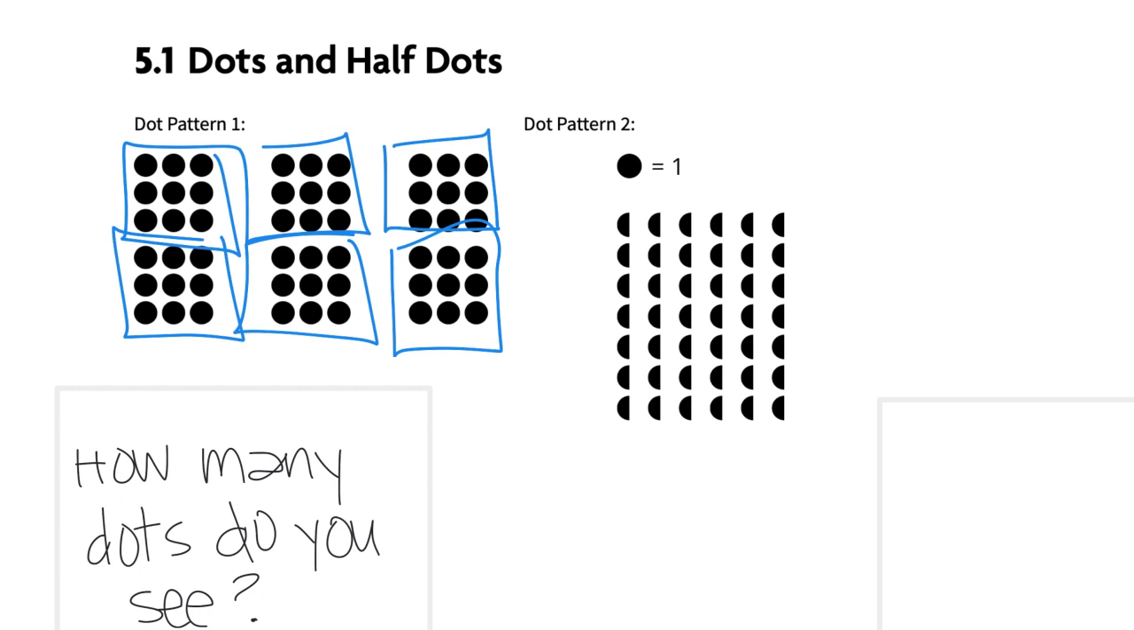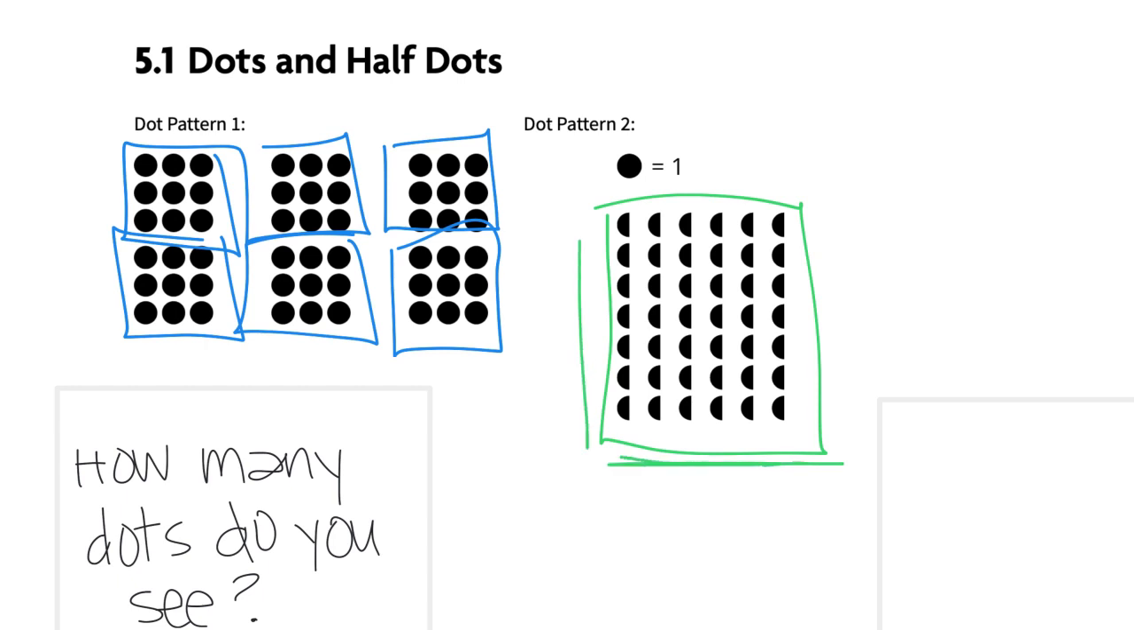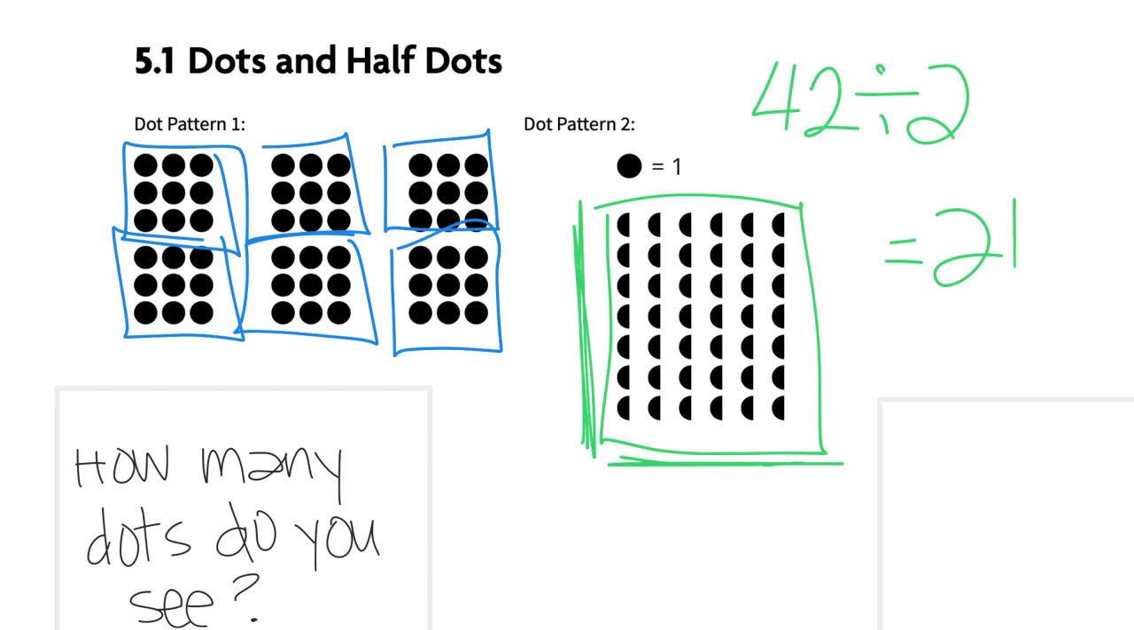Same idea with the half dots. The idea might be to say, well, I imagined that there was a grid and I thought there was like 6 across by 7. And I don't know if that's right. 1, 2, 3, 4, 5, 6. Yeah, it is 7. Okay. So 6 times 7 is 42, but they were half dots, so 42 divided by 2 gave me 21 actual dots. And that's the idea for this number talk.